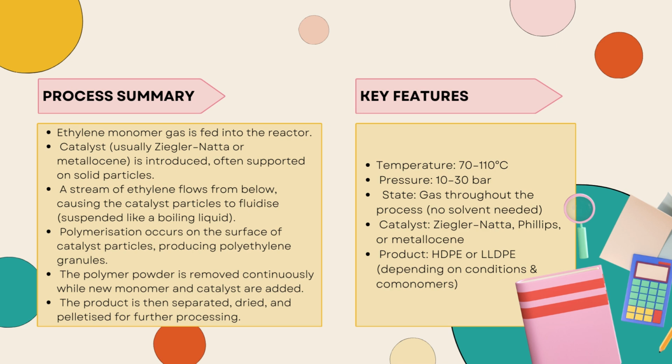The reaction operates at a temperature between 70 and 110 degrees Celsius and a pressure of 10 to 30 bar, and the process remains entirely in the gas phase without the need for a solvent. The polyethylene powder is continuously removed, while fresh monomer and catalysts are added, allowing continuous operation. The product is then separated, dried, and pelletized.